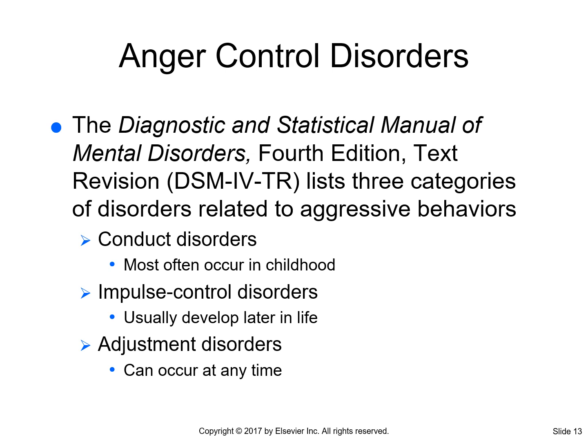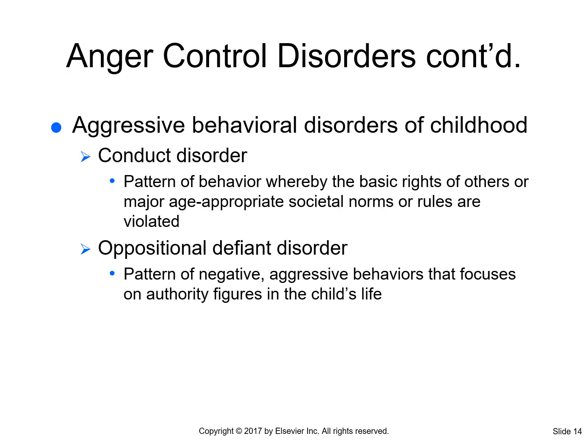Right, anger control disorders. We have conduct disorders, impulse control disorders, and adjustment disorders. Conduct disorders most often occur in childhood. Impulse control disorders usually develop later in life, and adjustment disorders can occur at any time. So, conduct disorders: this is a pattern of behavior whereby the basic rights of others or major age-appropriate societal norms or rules are violated.